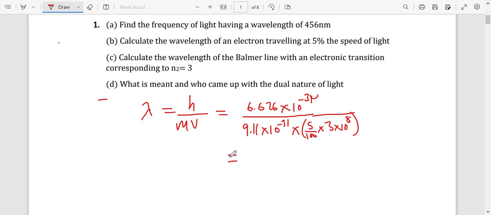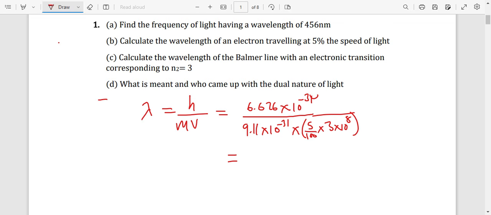So what are we going to get from here? Let me start with the denominator, which is 9.11 times 10 to the power negative 31. And then we multiply by 5% or 5 out of 100. 5 out of 100 is 0.05 times 3 times 10 to the power 8. So that will give us 13.665 times 10 to the power negative 24.